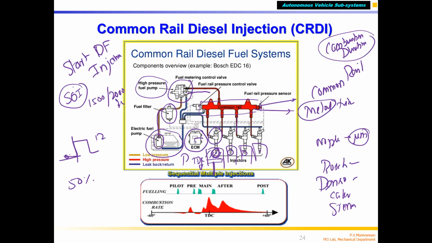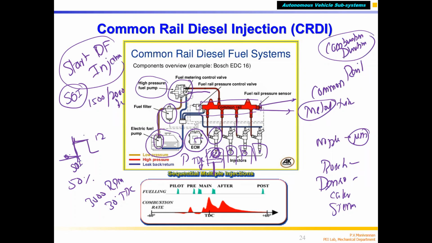They call it SOI, start of injection. You have to inject the fuel 30 degrees before TDC if the engine is running at 3000 RPM. At that point the injector starts opening and fuel starts to be injected. This is start of injection, SOI.